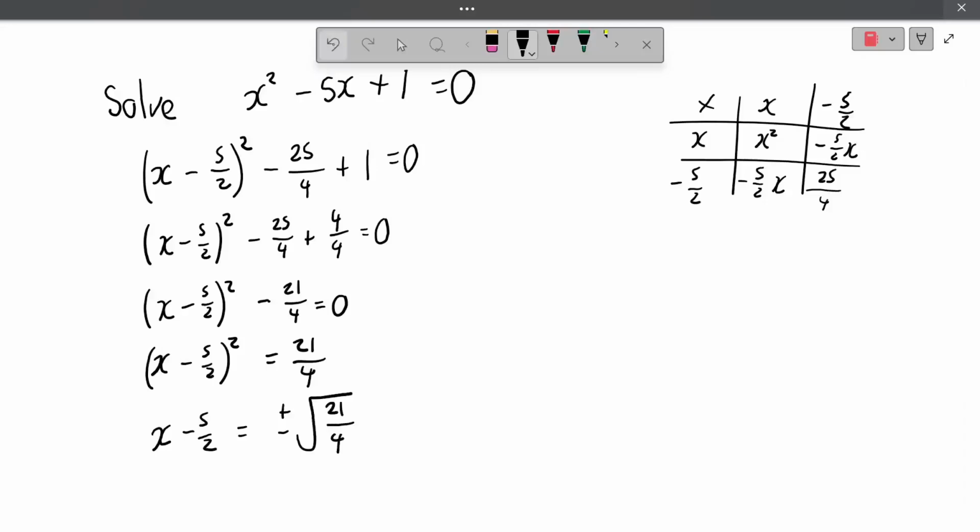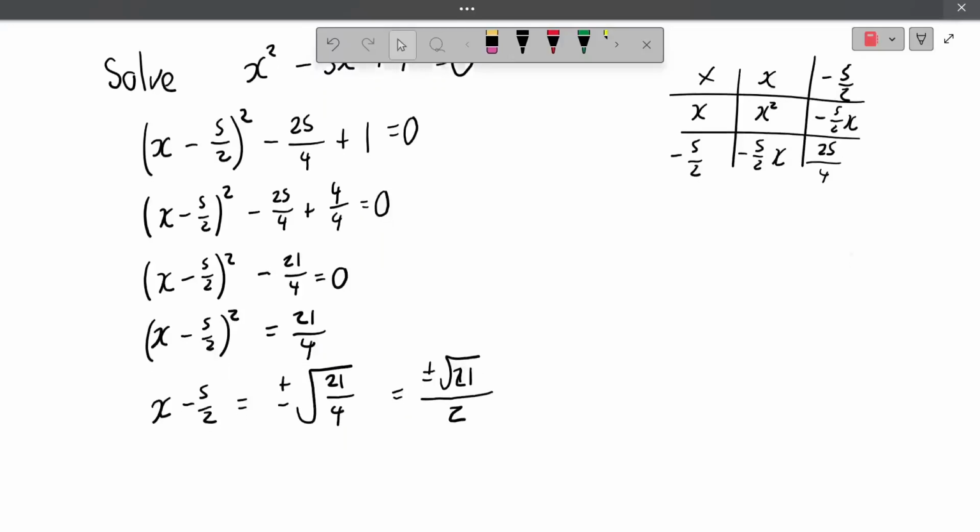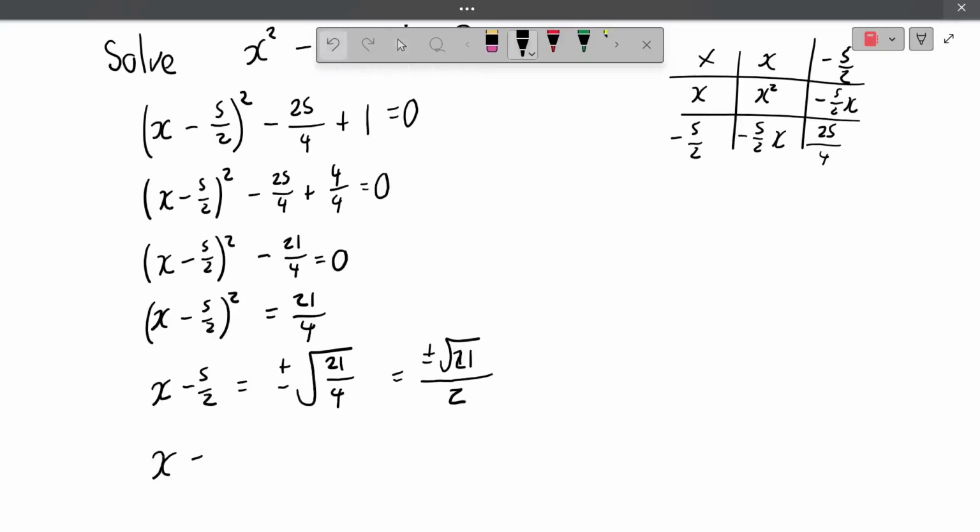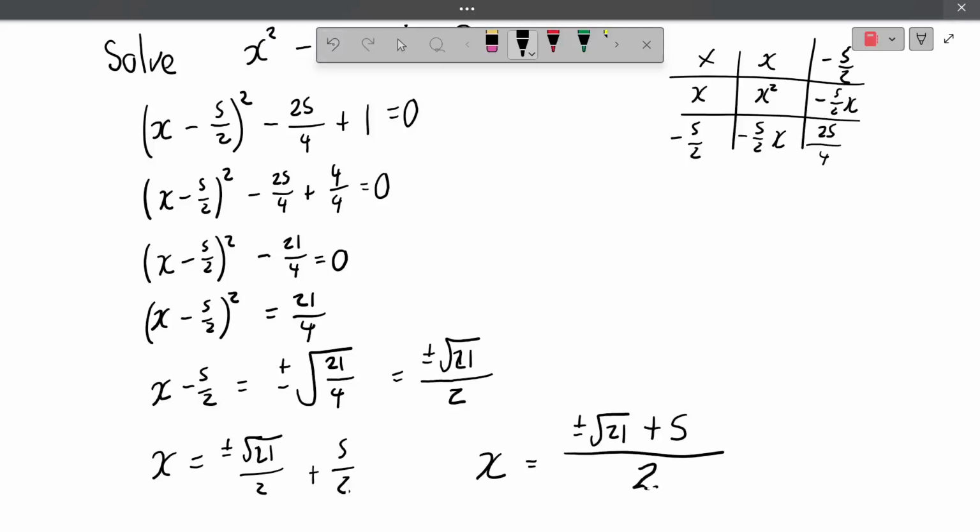And then that, 21 over 4 written like that, can actually be written as plus and minus square root of 21 over the square root of 4, which is 2. And then I'm going to add the 5 over 2 to the other side. So you have x. It's plus and minus root 21 over 2 plus 5 over 2, which you can then actually just make a single fraction, because they're all over 2. So plus and minus the square root of 21 plus 5 over 2. So it's very similar, you just end up with fractions which are a bit more horrible. Which is not too bad, I guess. It's just a bit annoying.